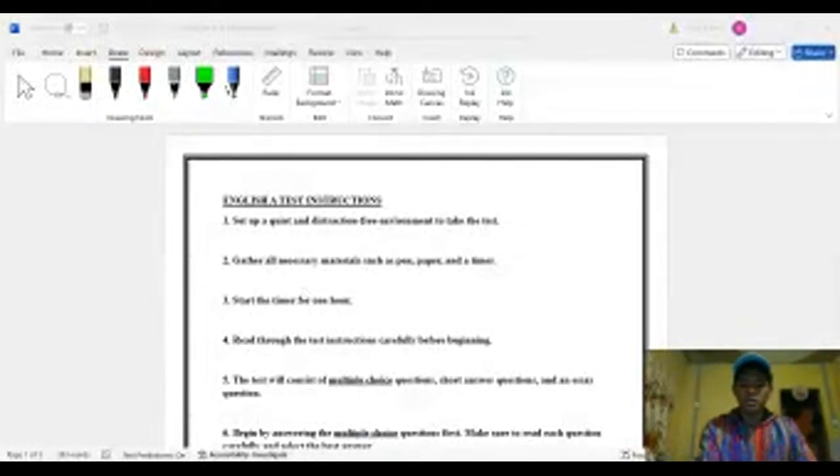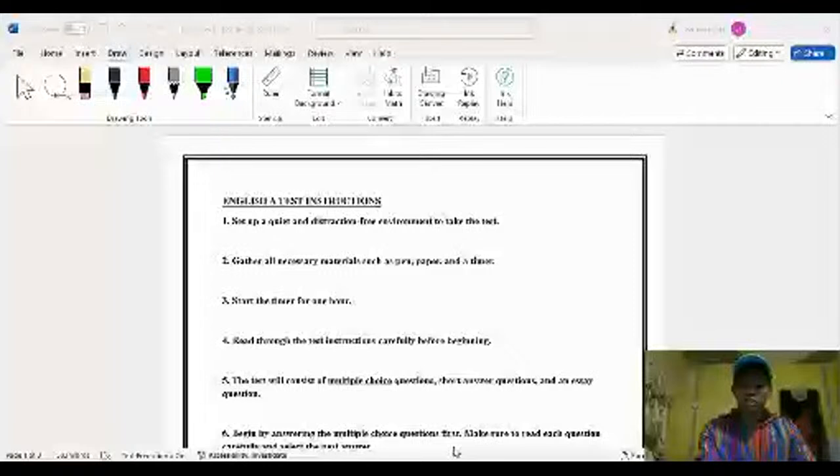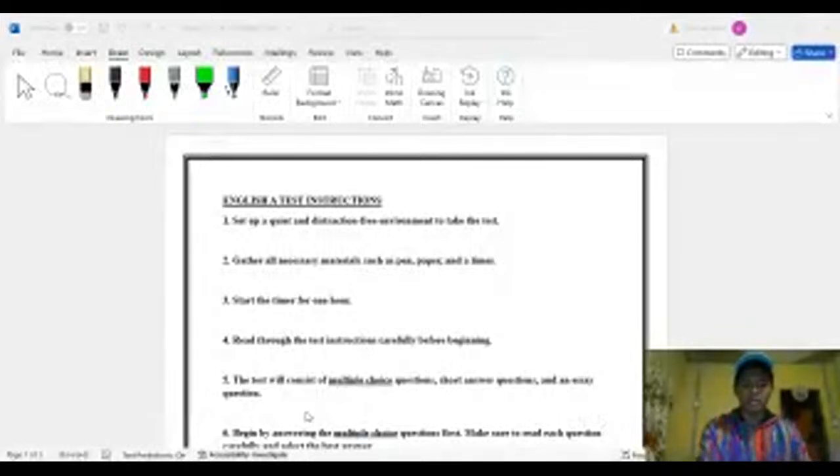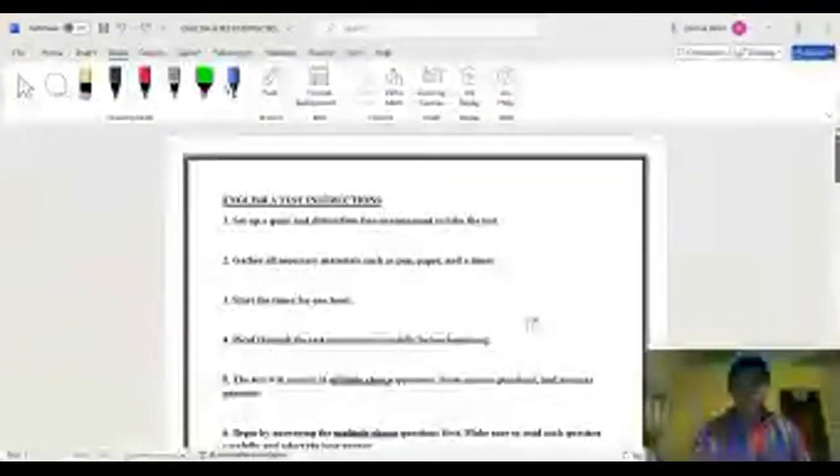Can you see what's on? See the Word document? If you can't see, please type in the comments below, and I'll message you and make corrections. All right, good. Good, Joel.